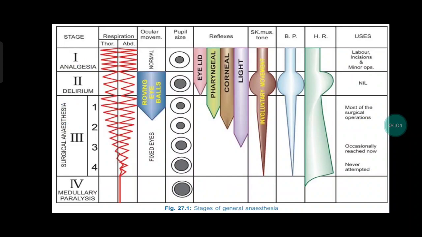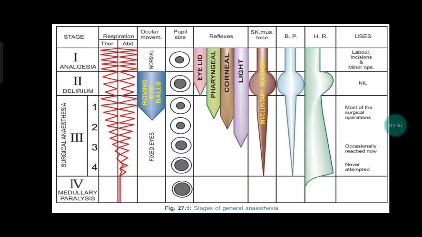Now, here is a diagram that explains the 4 stages of anesthesia. So, now we'll see stage 4, that is the medullary paralysis. Here it is seen that the respiration, thoracic as well as abdominal, is completely stopped. Ocular movements are absent. The pupil has been dilated completely, that is, complete mydriasis is present. All the reflexes are lost. The skeletal muscle tone, blood pressure and heart rate, everything is lost. Therefore this stage, that is stage 4, shows that death has occurred.